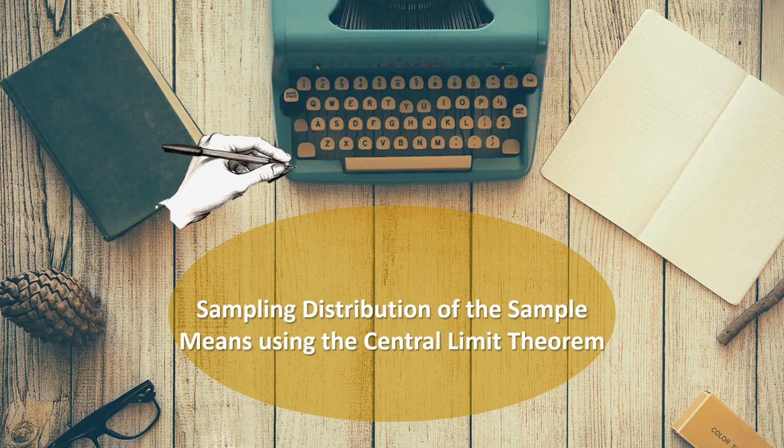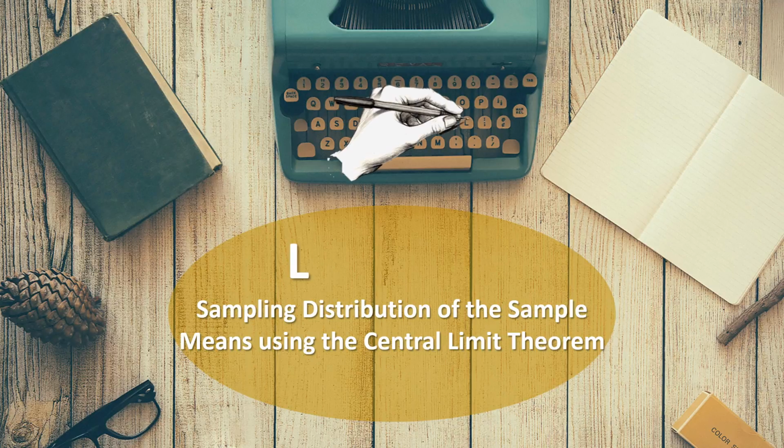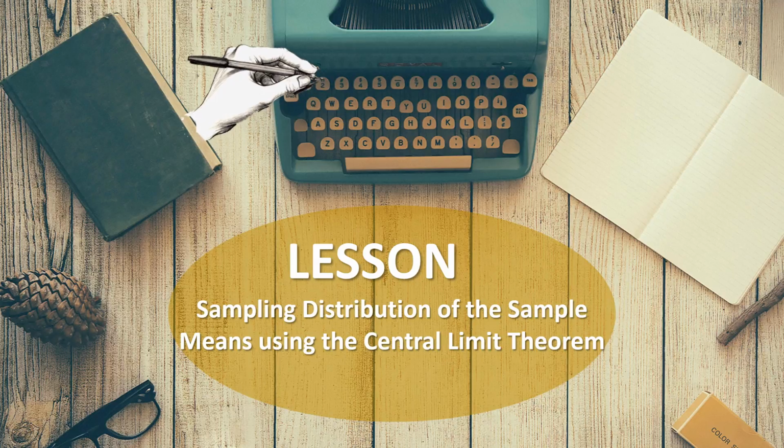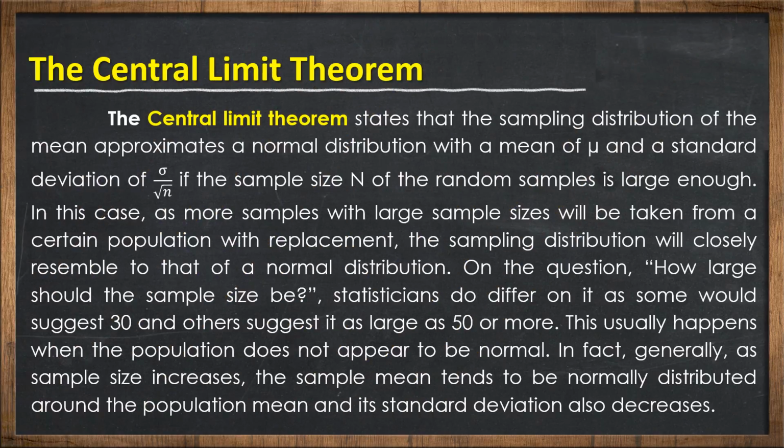Now, we may proceed to the sampling distribution of the sample means using the central limit theorem. The central limit theorem states that the sampling distribution of the mean approximates a normal distribution with the mean and standard deviation if the sample size n of the random samples is large enough.